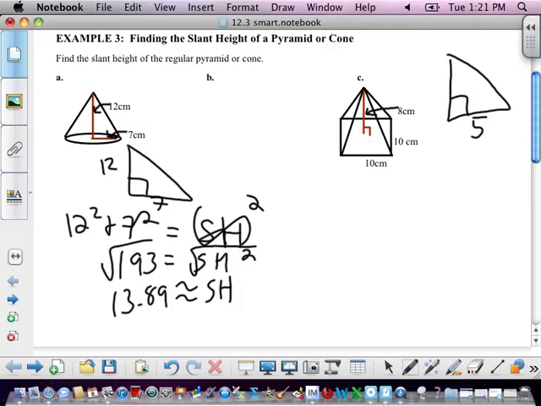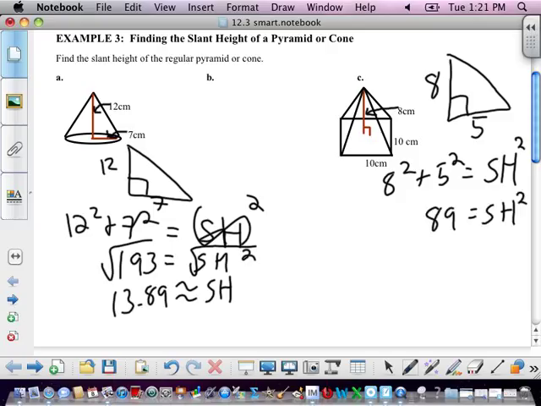Okay, so that's 5. This is 8. How do I find the slant height? 8 squared plus 5 squared gives us 89. I did 8 squared plus 5 squared equals slant height squared. That gives me 89 equals slant height squared. I just did it all at once in my calculator. And then what do I do to find the slant height? Take the square root.